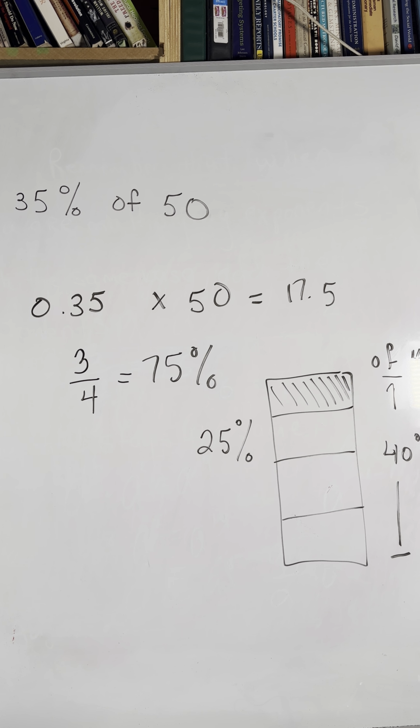So in answering the question, what is 35% of 50? The answer would be 17.5. Okay, let's continue. Now look at 3/4 equals 75%.